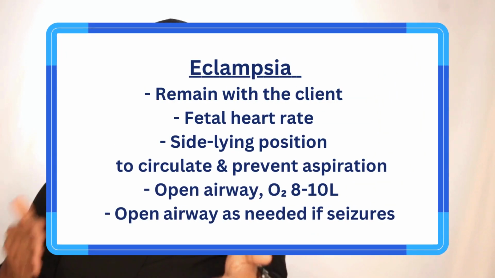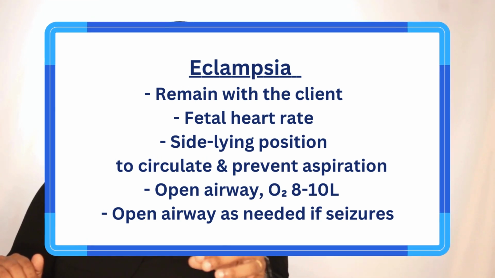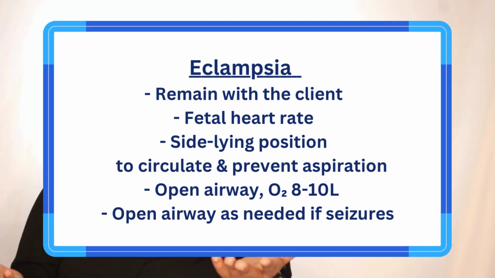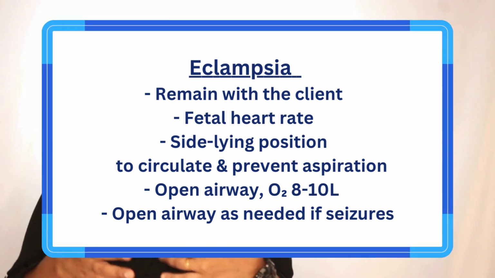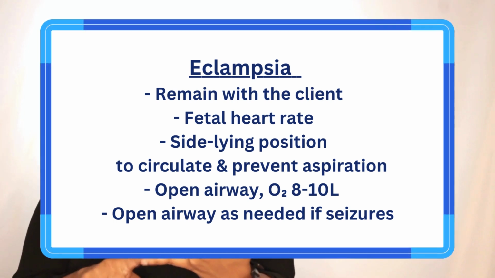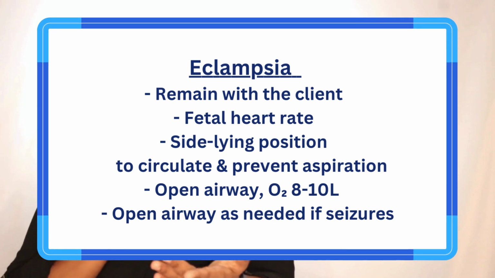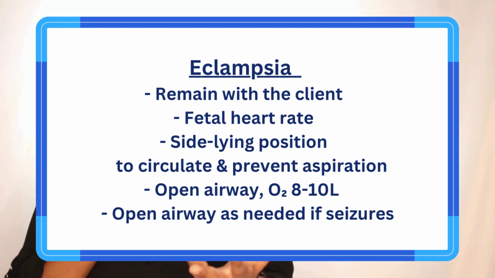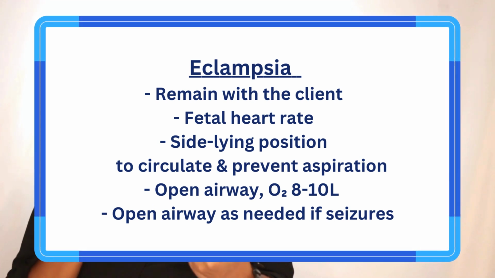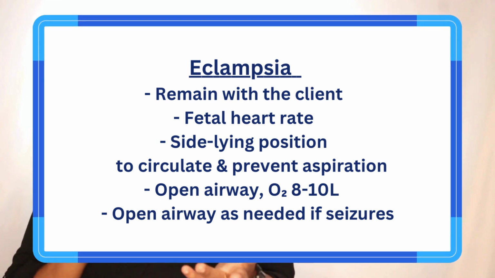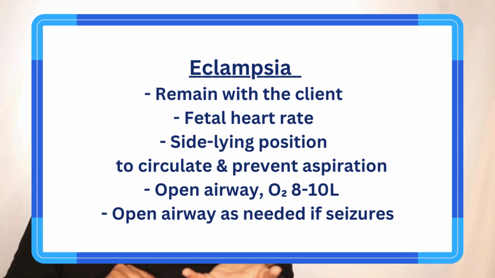When you're looking at eclampsia, what we were talking about was preeclampsia, where you have high blood pressure and proteinuria, but the patient has not yet had seizures. Eclampsia is a situation where the person has seizures. What do you do? You remain with the client, because when you have seizures, that's all you can do. Once the seizure is settled, you monitor the blood pressure and look at the fetal heart rate to see if there is any fetal distress. Preferably position the patient in the side-lying position so the blood flow is not affected and the fetus gets adequate blood flow. In addition, the side-lying position can also prevent aspiration.